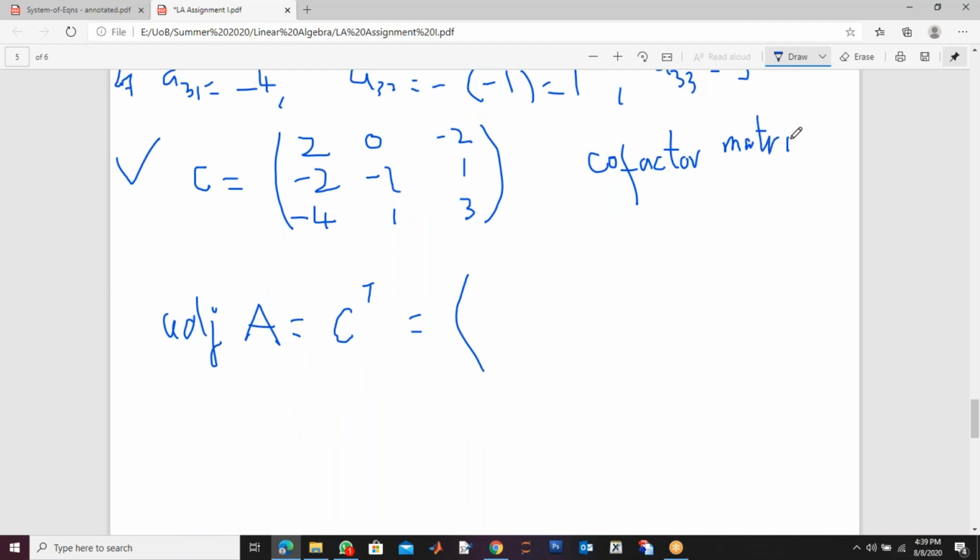Okay, so if you replace each entry by its cofactor, you get the cofactor matrix, and when you take the transpose, you get the minus 2, minus 1, 1, and this is your adjoint matrix. Minus 4, 1, 3. Okay, this is the adjoint matrix.